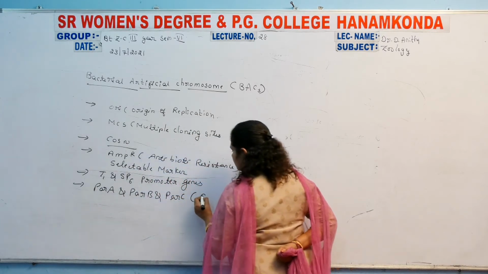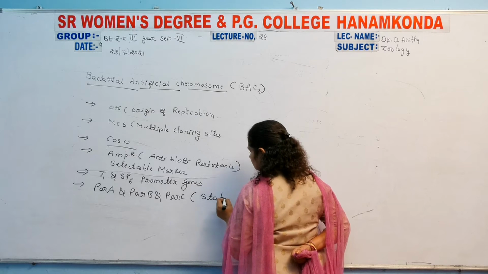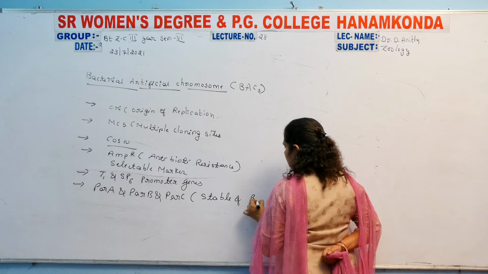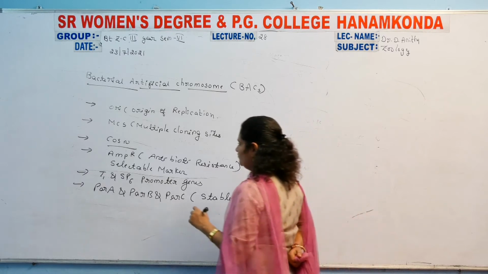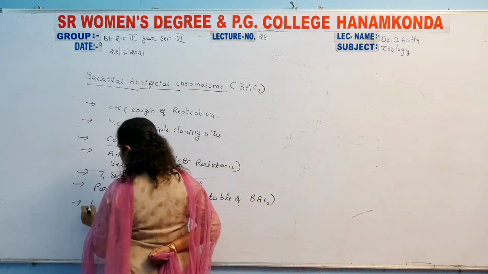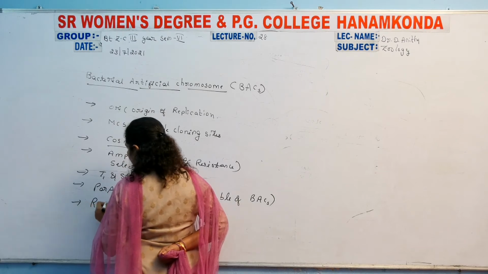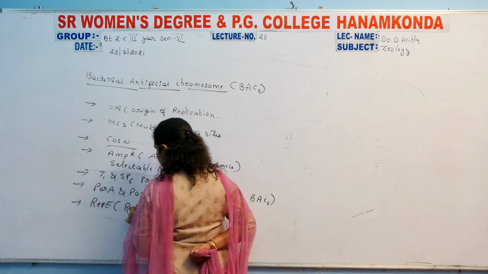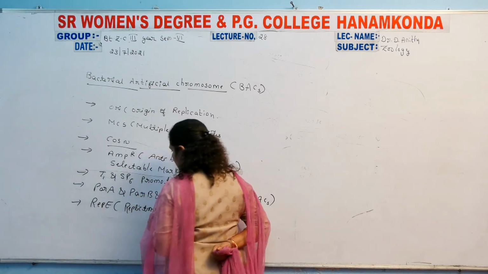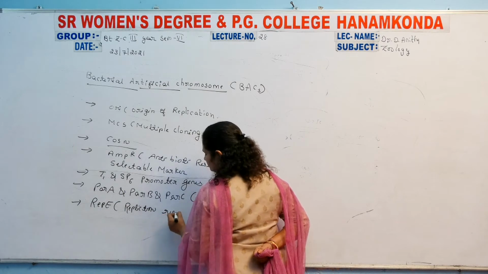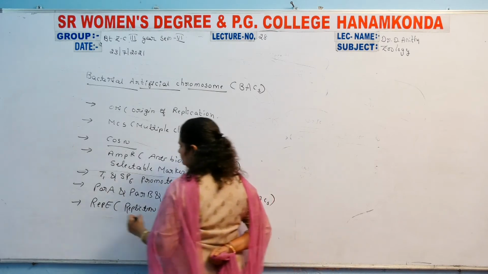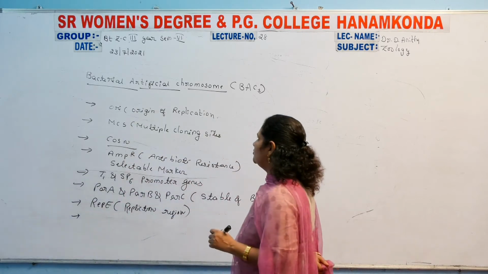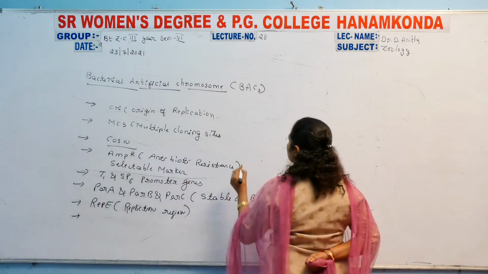These keep the BACs stable, and they also contain the replication region. So these are the main characters of the bacterial artificial chromosome.